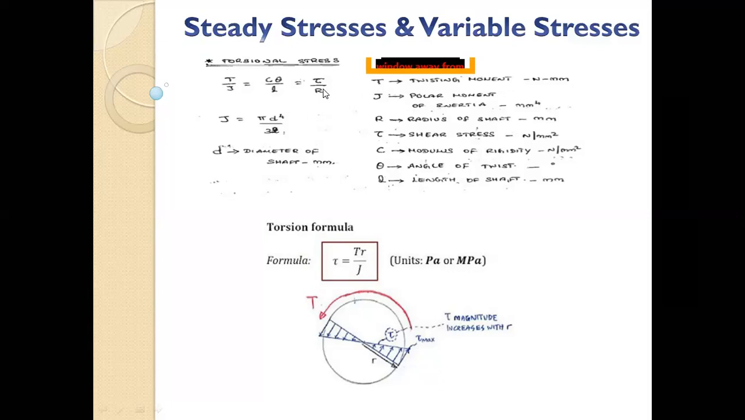Okay, so T upon J, tau upon R. If we know the shear stress and the torque, we can find out the dimension of the shaft. So the formula for tau, shear stress, is equal to torque into radius upon J. Here torque is twisting moment, R and J. J is basically pi by 32 d raised to 4. R is d by 2. So using this formula, we can find out the radius of the shaft. So this is the procedure for design of the shaft.